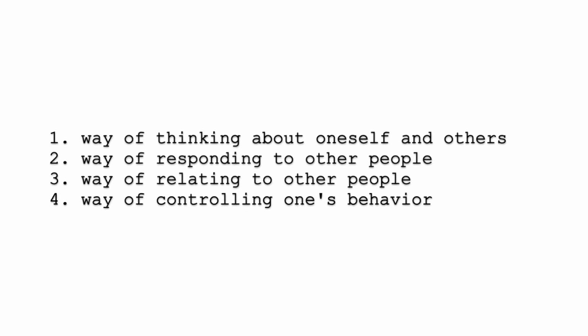When one has a personality disorder, at least 2 of these following areas must be affected: way of thinking about oneself and others, way of responding to other people, way of relating to other people, and way of controlling one's behaviors. So at least 2 of these areas can be affected for someone to be diagnosed with a personality disorder.